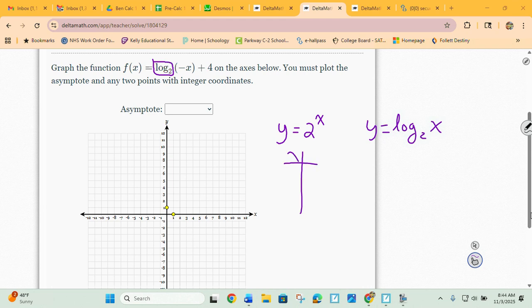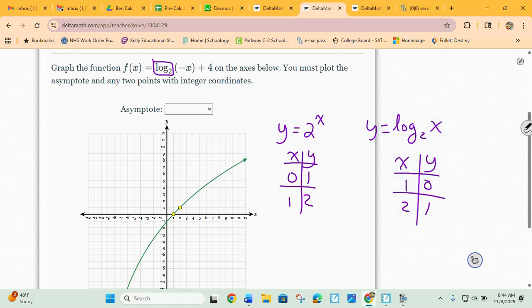I know how to do the table for this. The table for this is 0, 1, 1, 2. For the table of the inverse, we flip the x and y columns, right? Then we're going to move our yellow dots accordingly. We already have the yellow dot at 1, 0, and then we're going to go to 2, 1. And we're also going to get our asymptote in right away. We've got a vertical asymptote, and we're going to pull it to 0. We would be done if they asked us to graph y equals log base 2 of x.